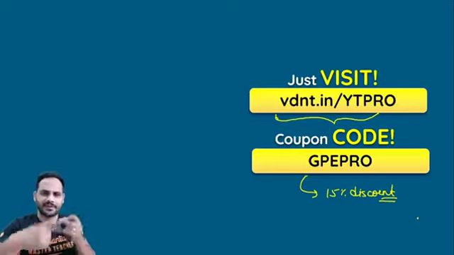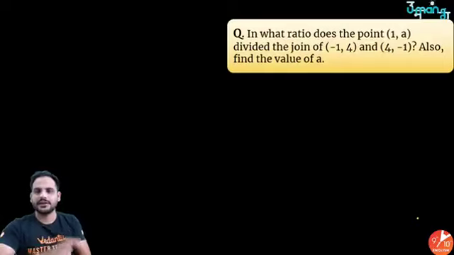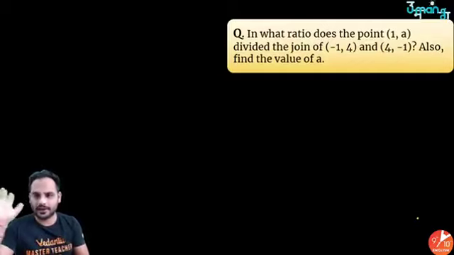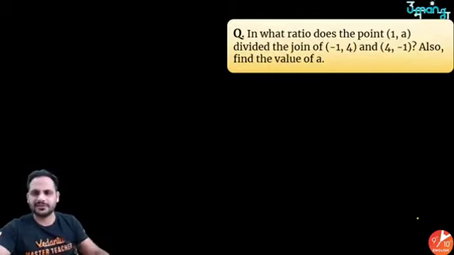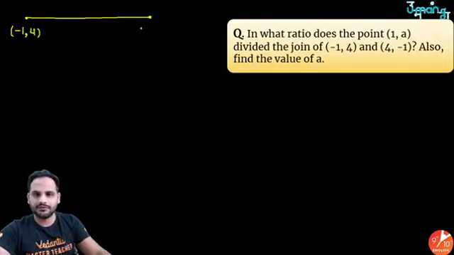Now let's move ahead a bit and solve more questions. Next question is, in what ratio does the point 1 comma a divide the join of the line, minus 1 comma 4 and 4 comma minus 1? It's the same type of question, right? See, here one point is minus 1 comma 4, the other point is 4 comma minus 1. Somewhere here in between we have 1 comma a, right?